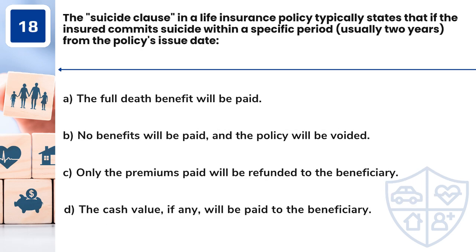Question 18. The suicide clause in a life insurance policy typically states that if the insured commits suicide within a specific period, usually 2 years, from the policy's issue date. A. The full death benefit will be paid. B. No benefits will be paid, and the policy will be voided. C. Only the premiums paid will be refunded to the beneficiary. D. The cash value, if any, will be paid to the beneficiary.